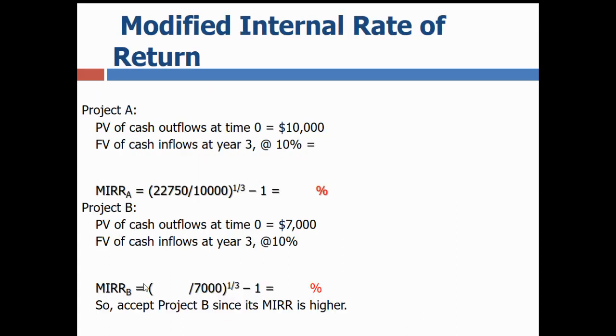Sorry, you should be getting 15,970. Right, your terminal value for question B is 15,970, power of 1 over 3, minus 1. So you should be getting 31.64%.